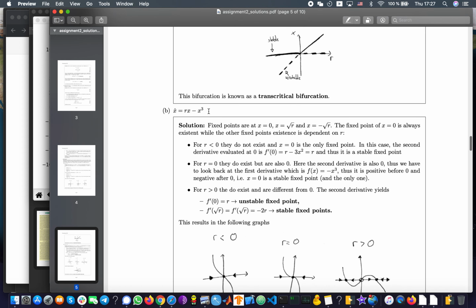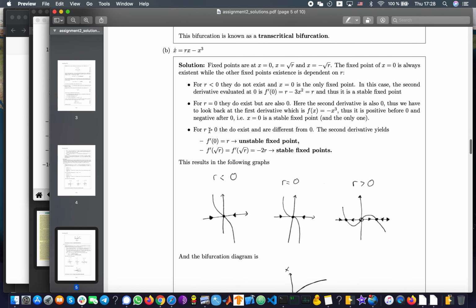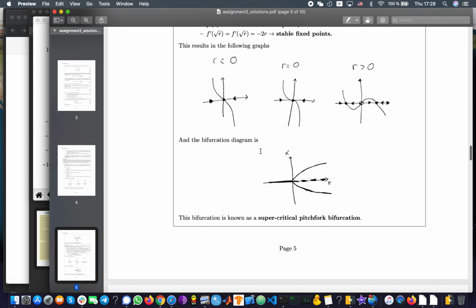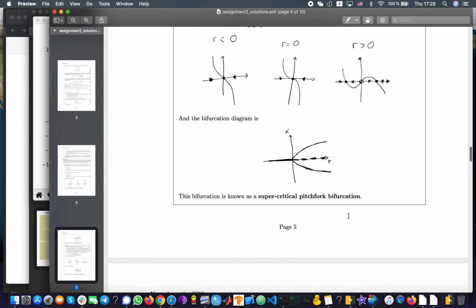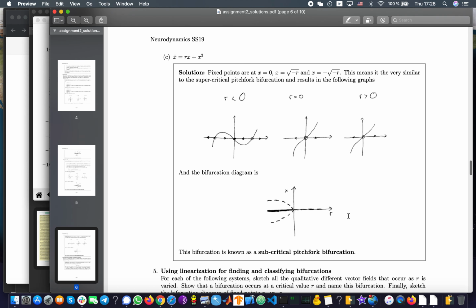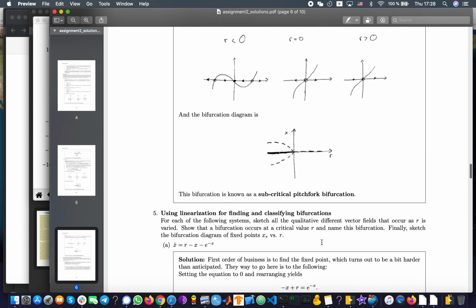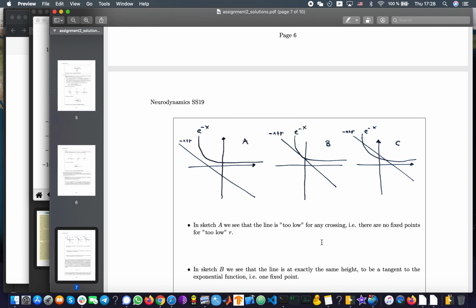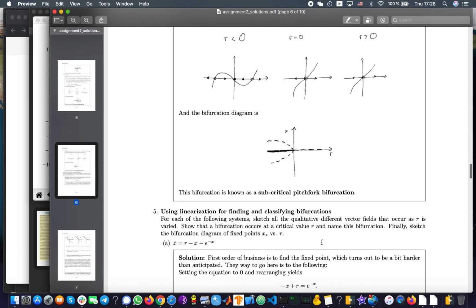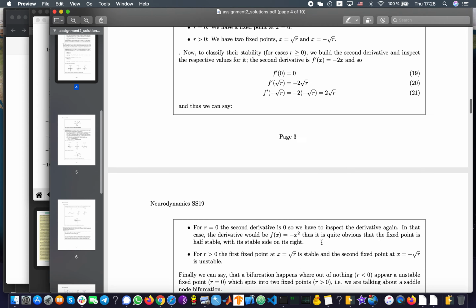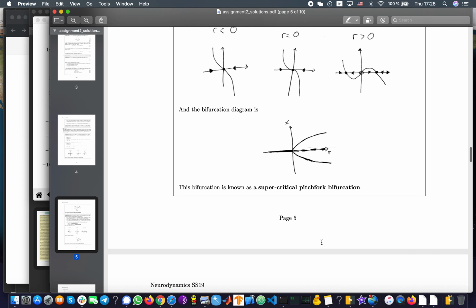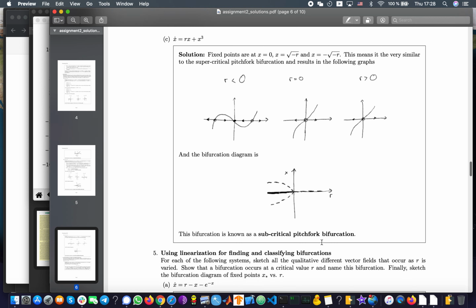And for this Rx minus x cubed, we also talked about it, the bifurcation diagram of the supercritical pitchfork bifurcation. And for this positive x cubed, we also talked about it, the subcritical pitchfork bifurcation. We can also talk about it, but because your mind is ready for something that we can talk about now, I prefer to talk about an interesting paper.